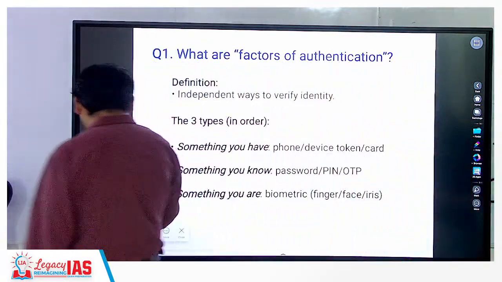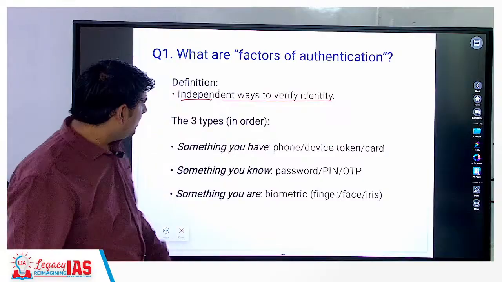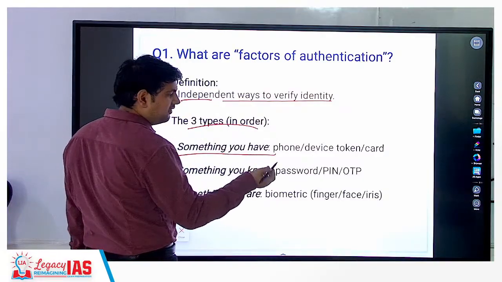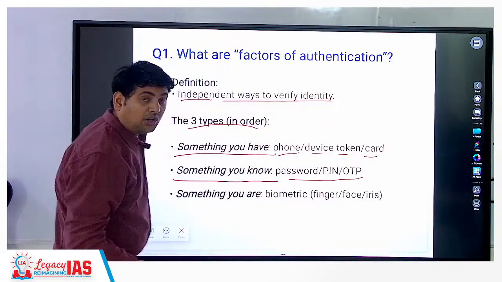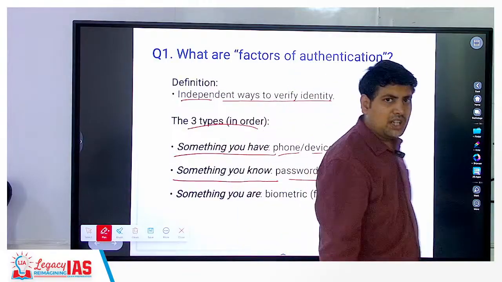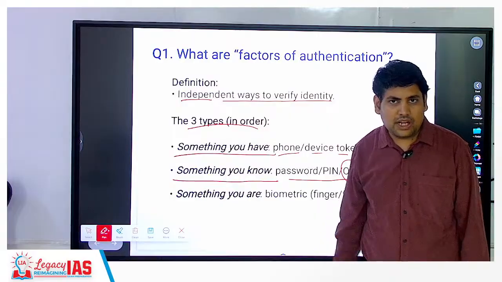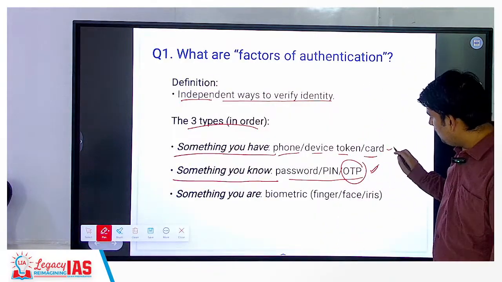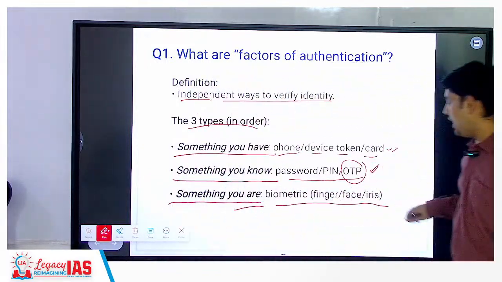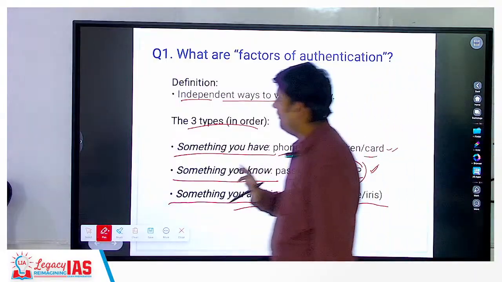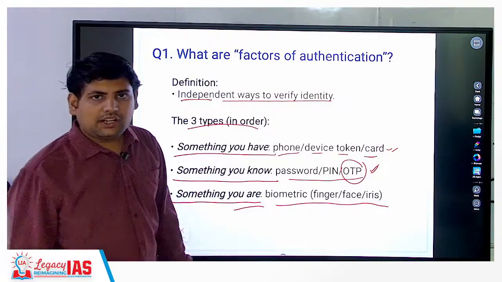Now, as we have seen, what are the factors of authentication? These are independent ways to verify identity. Now, there are three types. Something you have, for example, phone, device, token, card, whatever. Something you know, that is password, PIN, or OTP. OTP is also an example of something you know. How do you know the OTP? Because of your device or wherever you have registered. But this is also something you know. Then last is something you are. This you cannot change, which is biometric: finger, face, iris, all this. Understood? This is what the three levels of authentication are.